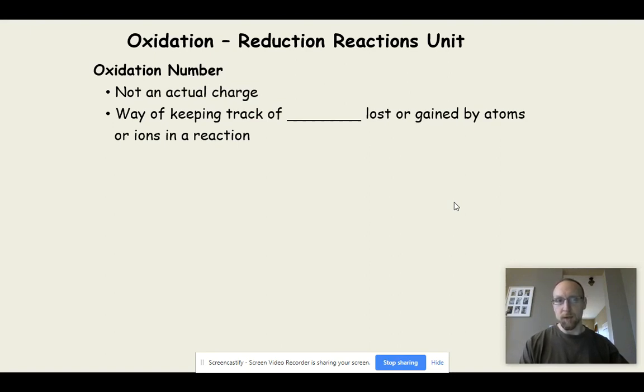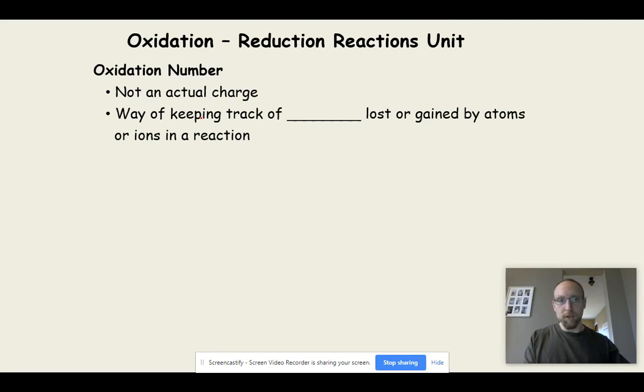But it doesn't necessarily have to be an ion. If you look at the top bullet here on your fill-in notes, it's not an actual charge. So it doesn't have to be a charge. It can be, but it doesn't have to be. We'll see how that pans out as we go through this.